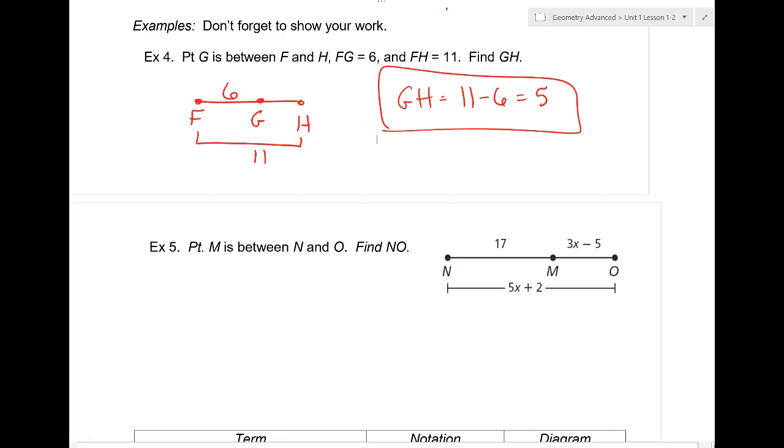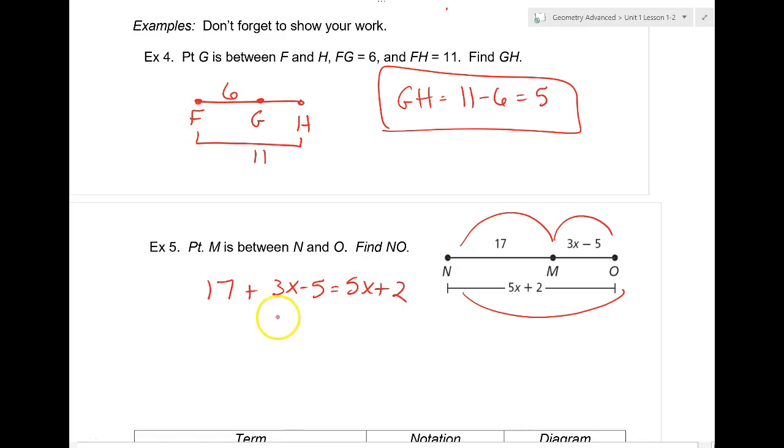All right, so what do you guys think about this one? What do I do? 17 plus 3x minus 5 equals 5x plus 2. Yeah, guys, can I use the sum of the parts equal the whole? Look at that smiley face. Isn't that cute? All right, anyway, so let's go here. 17 plus 3x minus 5 is equal to 5x plus 2. Oh, look, what friendly thing came into your life all of a sudden?